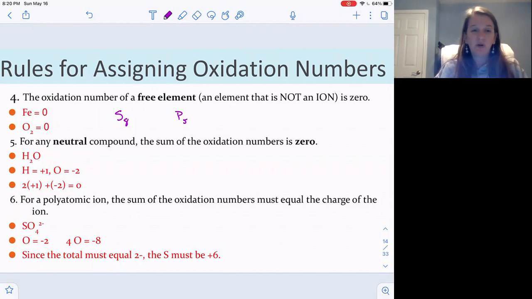So we have SO4 2- here. The charge, -2, is what the sum of those oxidation numbers is equal to, and that's going to help us figure out what that sulfur is. We know that oxygen is always -2, and we have 4 total oxygens, so we have a -8 from all of those oxygens. If -8 plus something has to equal -2, then that something, that sulfur, has to be a +6. Okay?